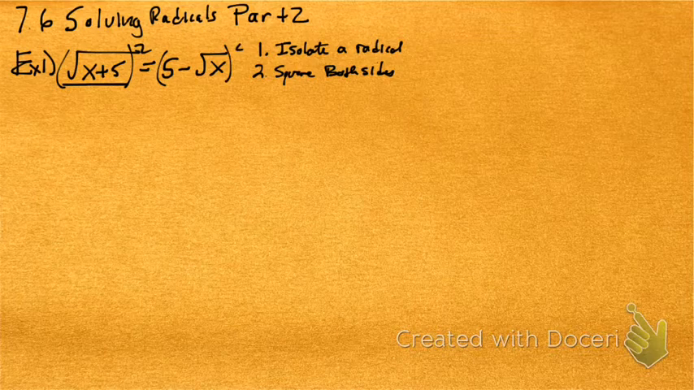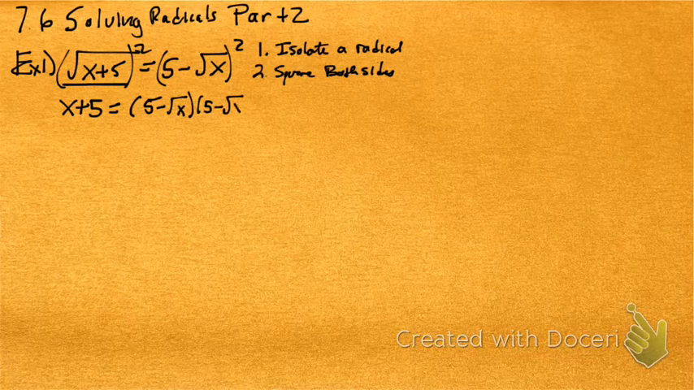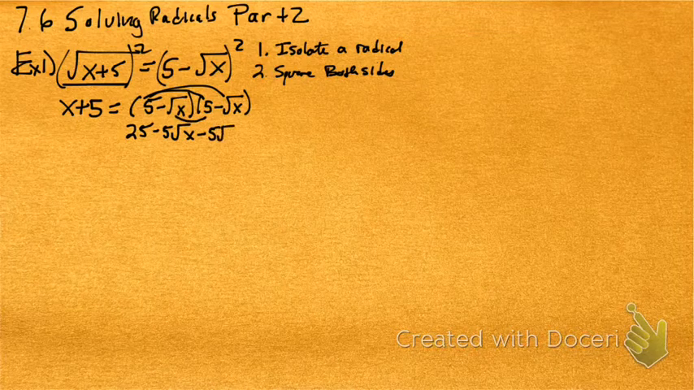If we square both sides, I would have to square the square root of x plus 5, and the whole idea is to undo that square root, and I just get x plus 5. On this side, you cannot just simply distribute that exponent of 2 to the 5 and the negative root x. What you have to do is rewrite the binomial 5 minus the root of x twice, and multiply that out. We're going to end up with 5 times 5, which is 25, 5 times negative root x, which is negative 5 root x, and then another negative 5 root x, and then negative root x times negative root x is really positive x.